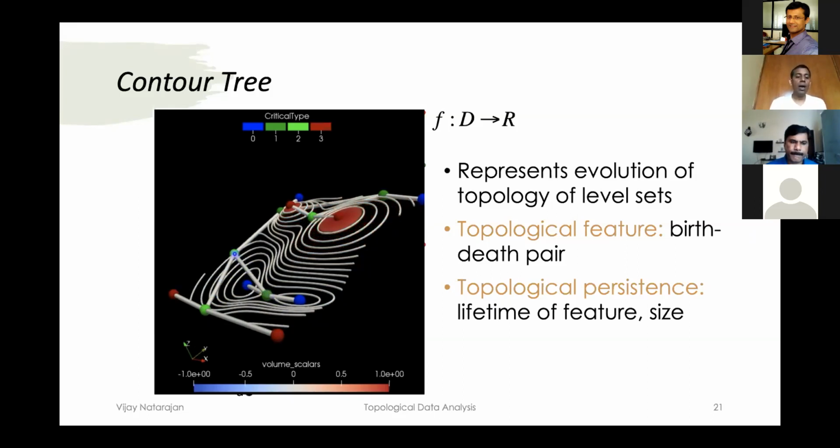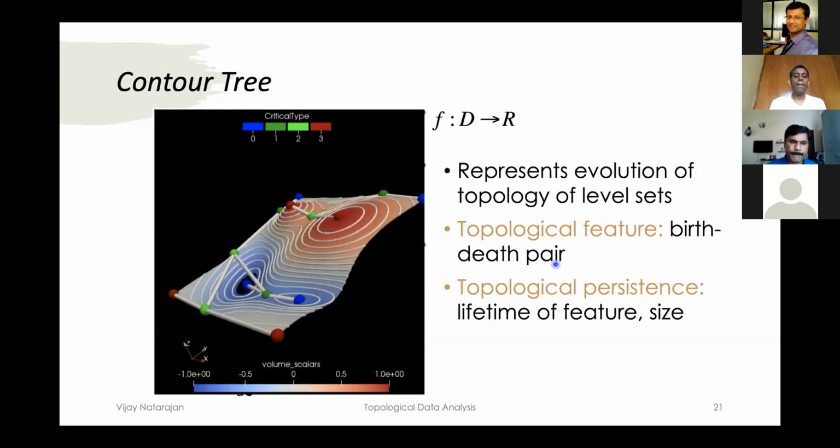So these arcs between the critical points form pairs, and these are called birth-death pairs that correspond to the creation of an isocontour component and the death of this component. And this pair represents interesting features in the data. For example, they represent valleys or mountains in this terrain. And you can measure the size of these features using a notion called topological persistence. This represents how long this feature was alive during this sweeping process.